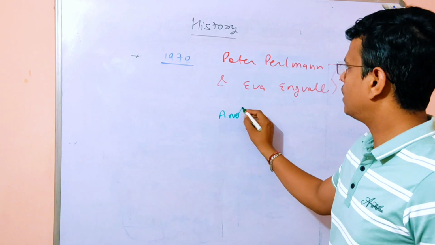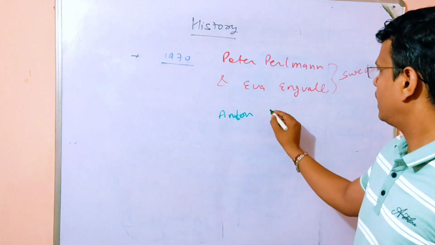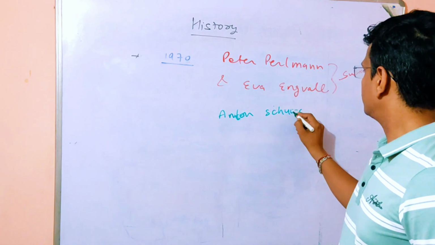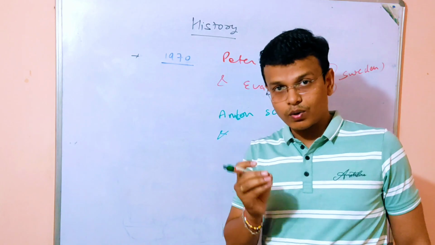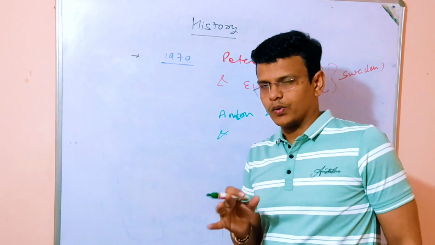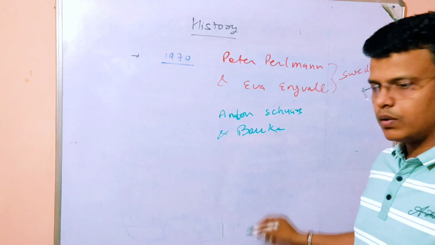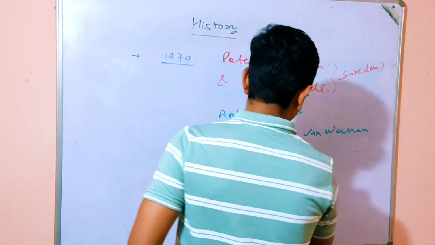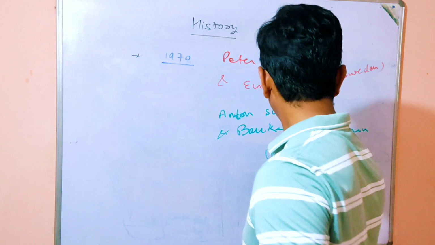Anton Schuurs and Bauk van Weemen. Sometimes this person Bauk is also called Bach at some places. No problem. It is B-A-U-K, Bauk van Weemen. They were from Holland or Netherlands.